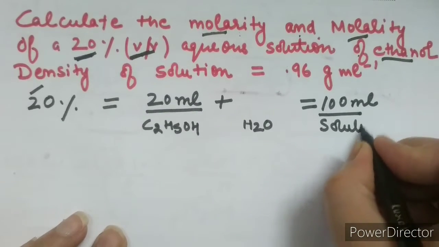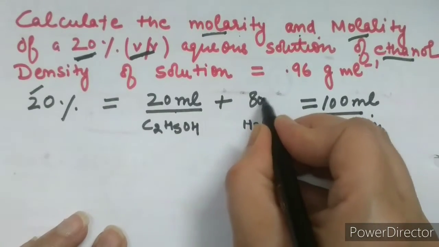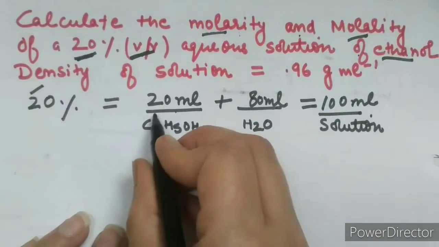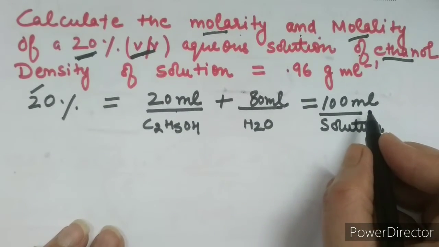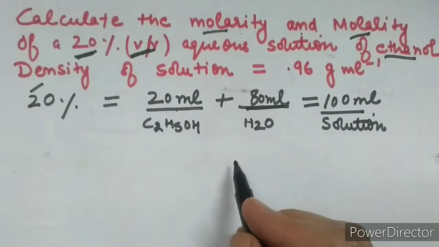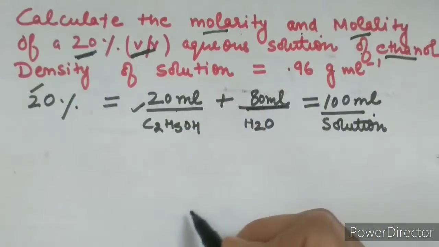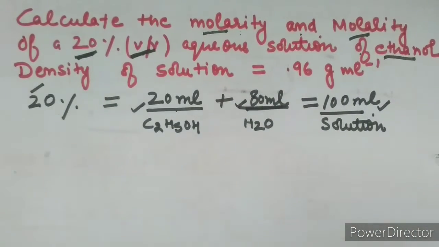So this is the volume of solution. So 20 plus something is 100, that is 80 ml. So it is understood that if ethanol is 20, obviously total solution has to be 100. That is why water will be 80. So 80 plus 20, 100. So here what we got: volume of the solute, volume of the solvent, and volume of the solution.